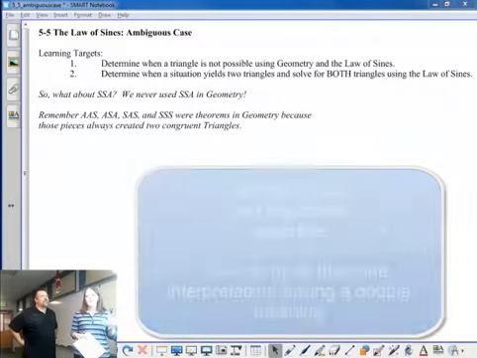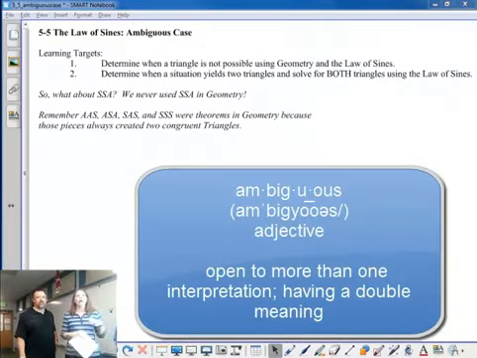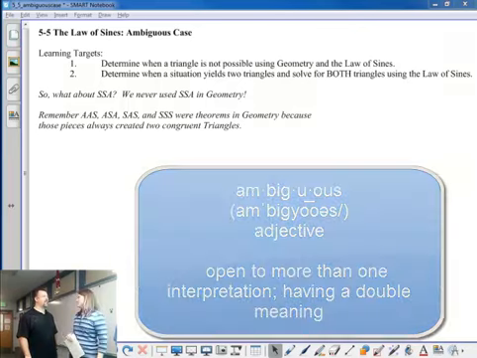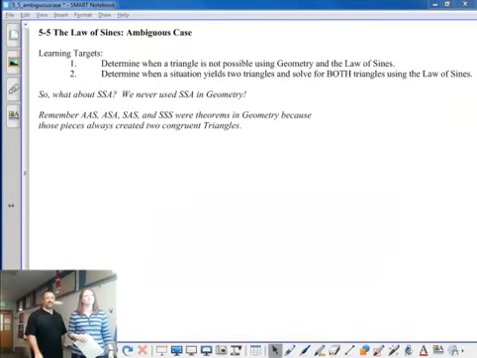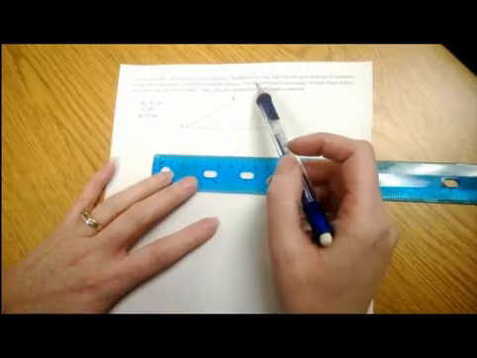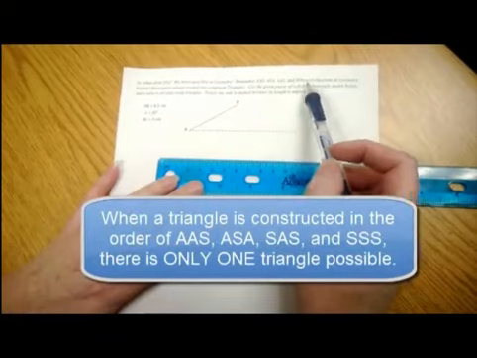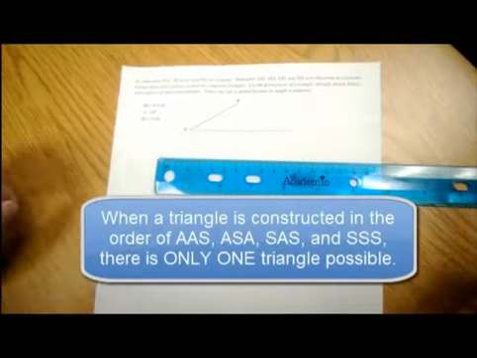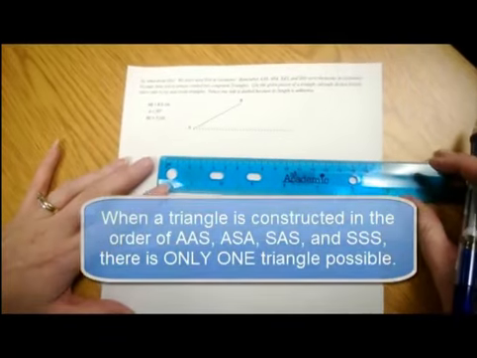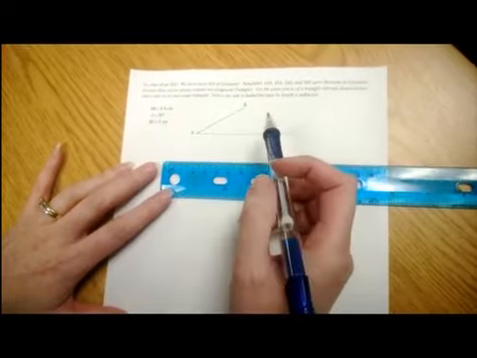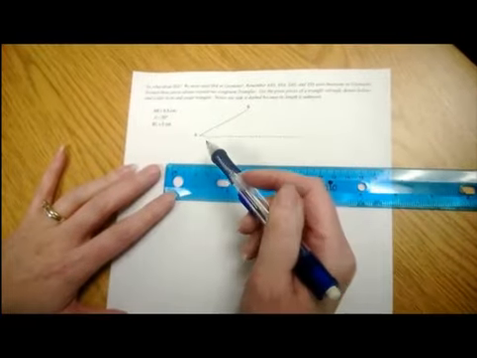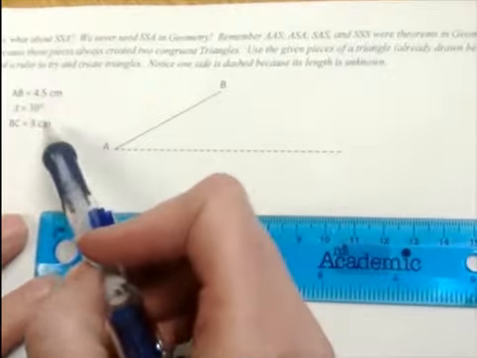We're going to talk about whether or not we can get a triangle and how many triangles we can get, and if we can get 2 triangles, we have to solve for both of them. Take a look at the exploration. Remember angle-angle-side, angle-side-angle, side-angle-side, side-side-side. These are all theorems from geometry because they always created 2 congruent triangles. The reason we didn't use side-side-angle is because it makes ambiguousness. Is that a word?